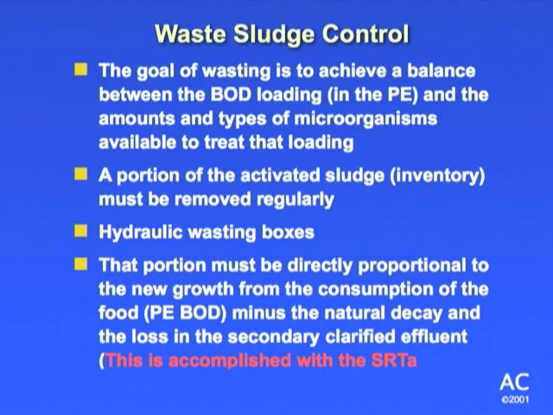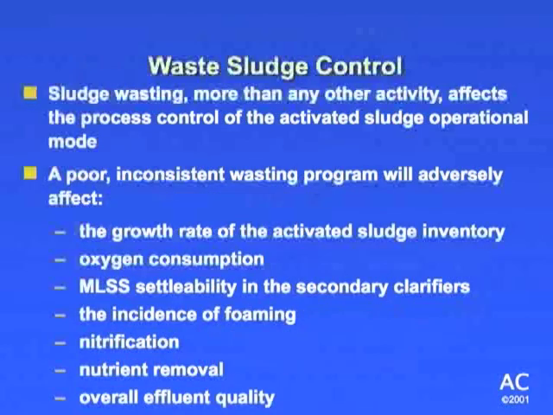But basically, that portion must be directly proportional to the new growth from the consumption of the food, which is the primary effluent BOD, minus the natural decay and loss in the secondary clarified effluent. And this is accomplished with the SRT calculation. The calculation we're using is very straight-up simple algebra. There are other ways of figuring out your SRT in the engineering design books, based on your sludge yield and all that. Sludge wasting more than any other activity affects the process control of the activated sludge operational mode.